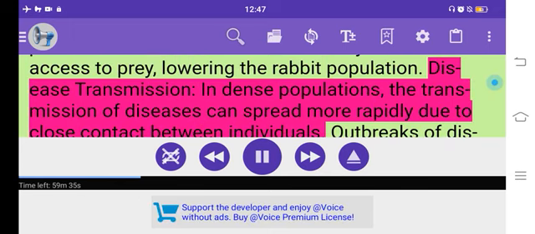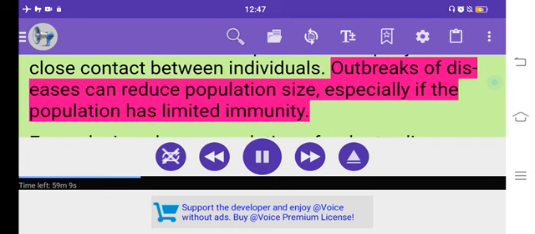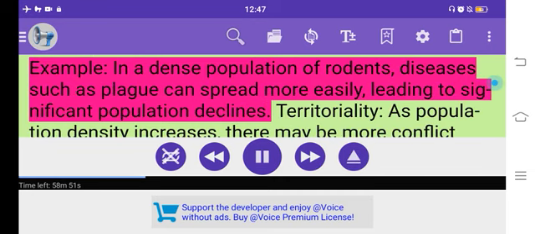Disease transmission. In dense populations, the transmission of diseases can spread more rapidly due to close contact between individuals. Outbreaks of diseases can reduce population size, especially if the population has limited immunity. Example: in a dense population of rodents, diseases such as plague can spread more easily, leading to significant population declines.